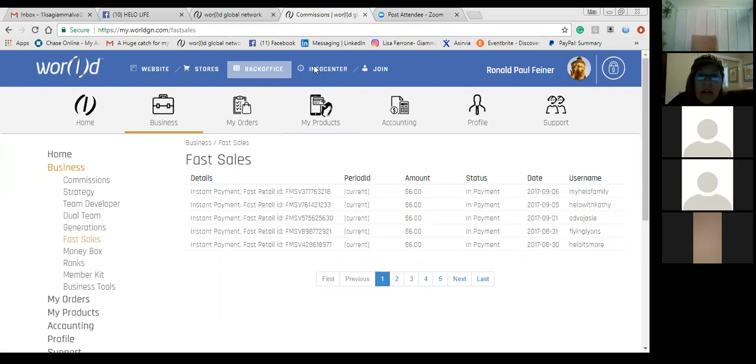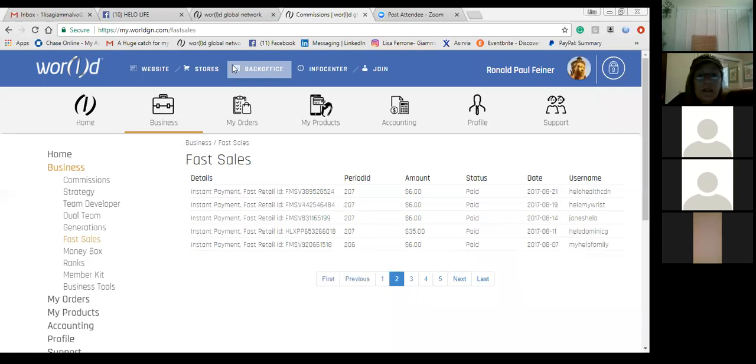So right now, if you look at this particular example, whenever you see current, that means that this is being paid out currently in the current pay cycle. And you can see that these people all right here just paid their loyalty. So $6 fast start bonus got paid out in this particular pay cycle, right? It's current. Now, if I scroll back, see these little numbers here to number 2? Look at right here. This shows you that these were paid out.